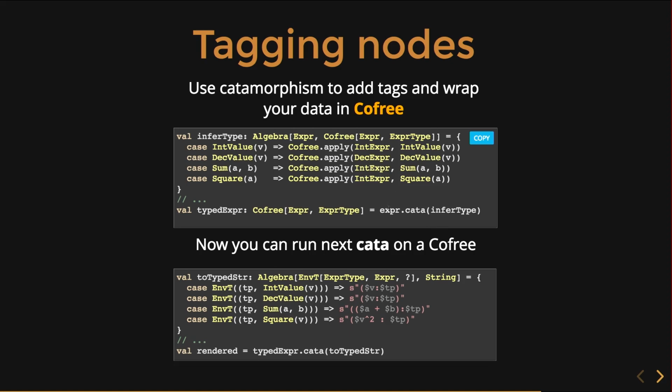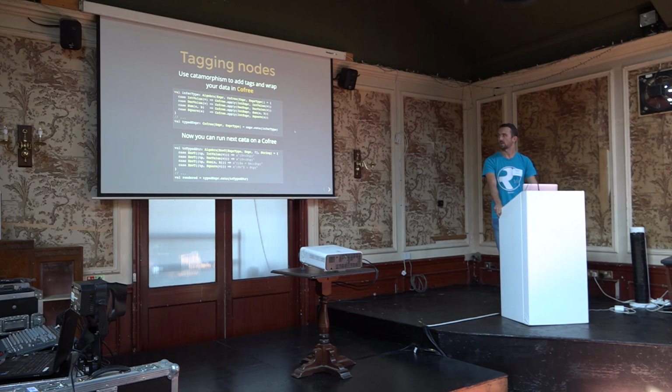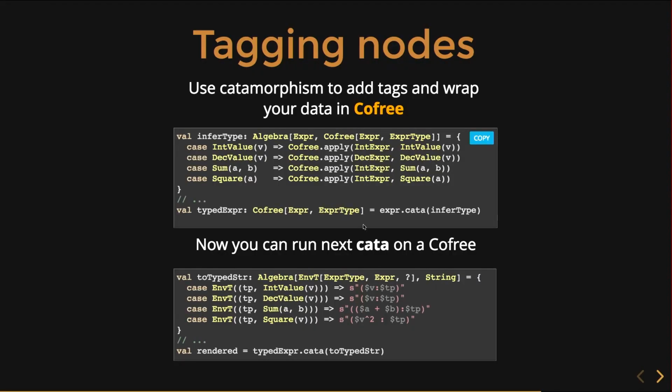So we have an algebra transforming an expression, just an expression, into a Cofree of expression and type. And again, it's just a flat recipe for transformation, saying that if it's a sum of two values, okay, so here we are missing a condition, obviously. So there should be a condition. If these two values are integers, then this will be Cofree of integer, otherwise decimal.